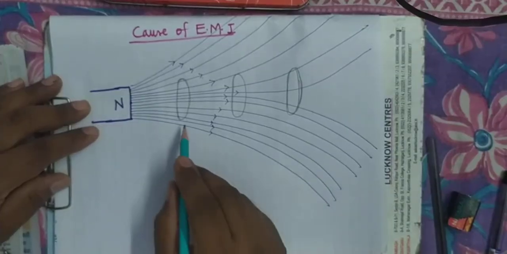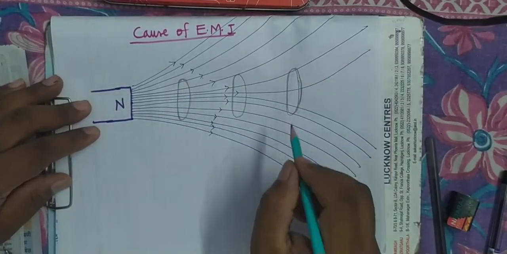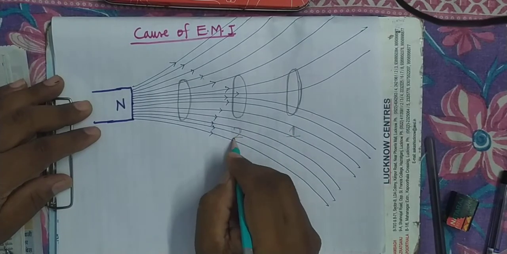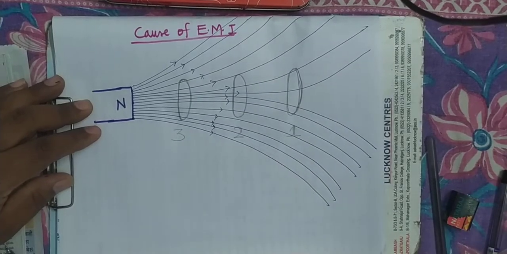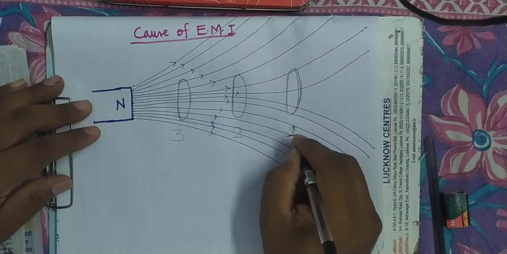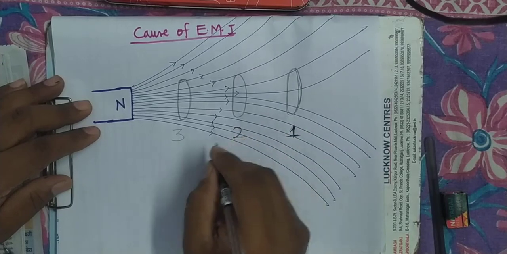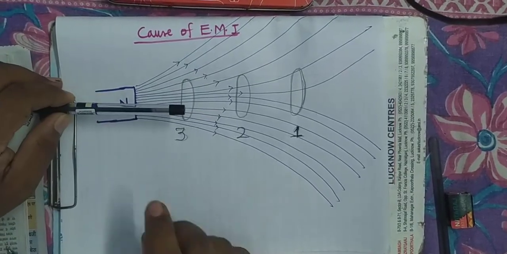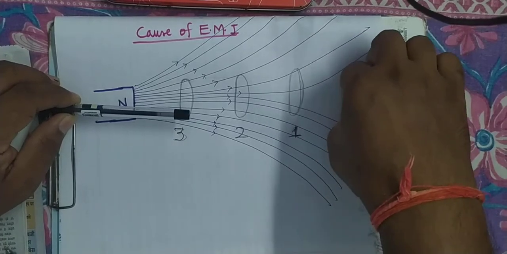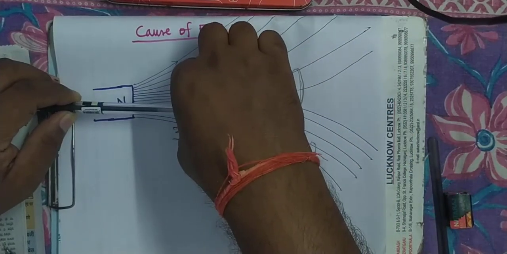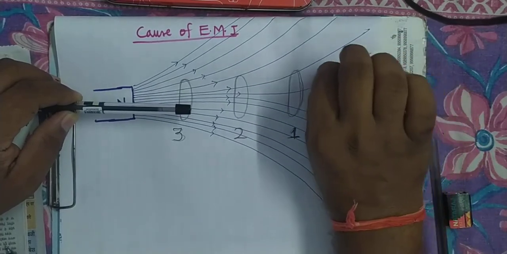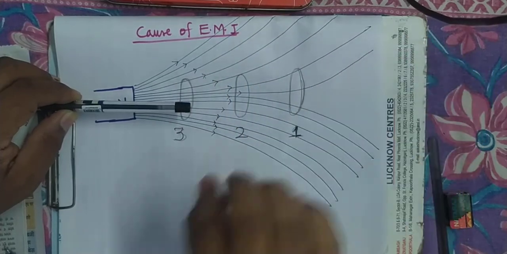Now see here. Here these are the 3 positions of the coil. Position 1, position 2 and position 3. You can see there are the 3 positions of the coil. Now when the coil is moved here, you can see it is like this. This is the magnet and this is the coil. Coil is moved towards the magnet. Coil is moved away from the magnet.